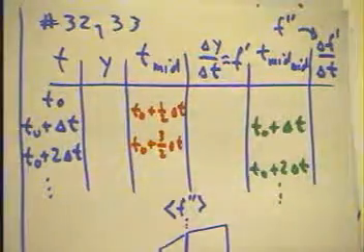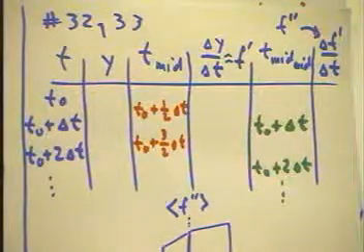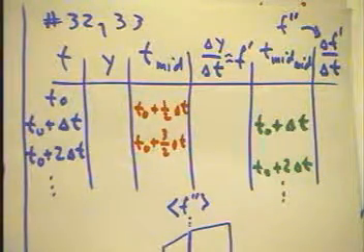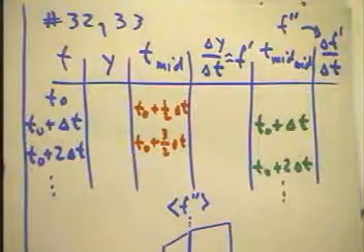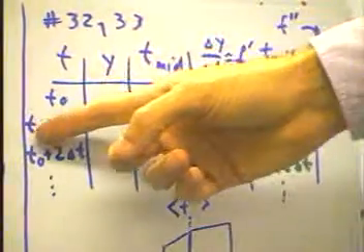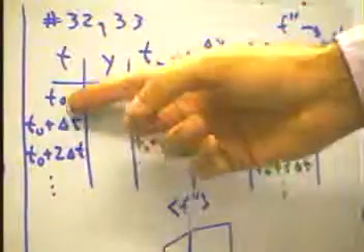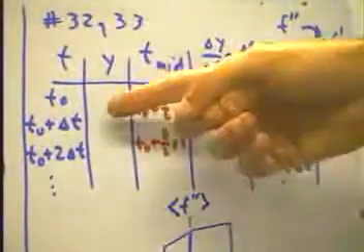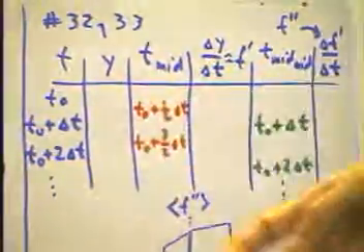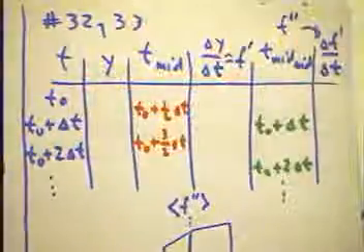Numbers 32 and 33 deal with the calculation of the second derivative and the interpretation in various forms. If we have a function, we could have three t values, t0, t0 plus delta t, t0 plus 2 delta t. These would just be three typical values of the time. We would have three values of y, which I haven't filled in here, but there are three numbers here, just like there are three numbers here.